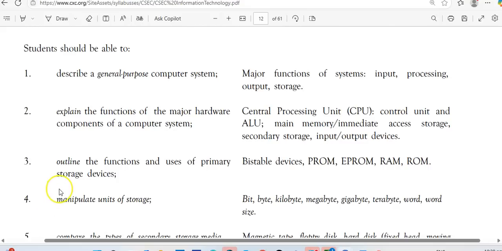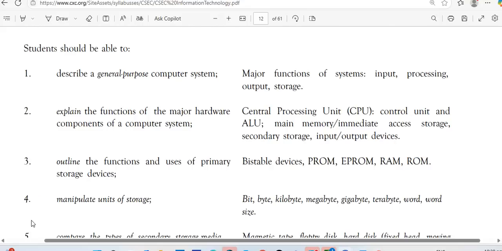Now, what are some examples of Bistable devices? All right, so these examples include flip-flops and latches, which are fundamental components in digital electronics for storing binary data.